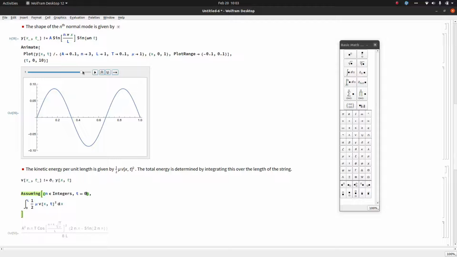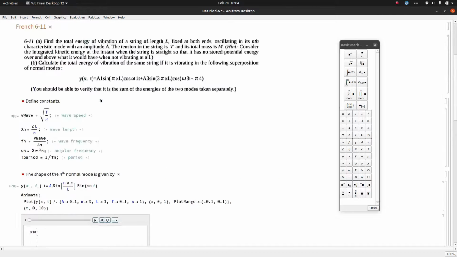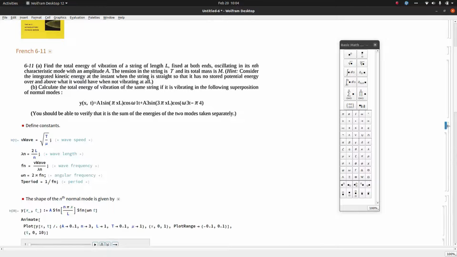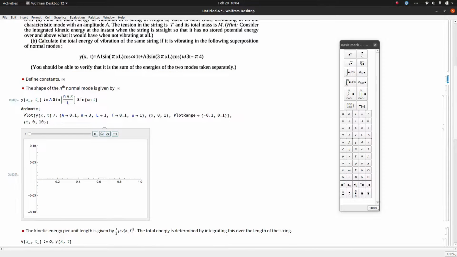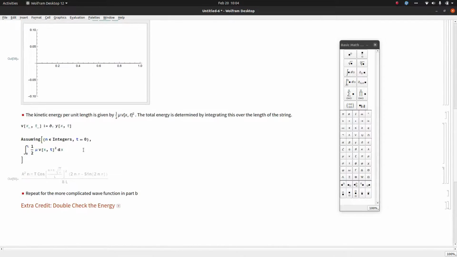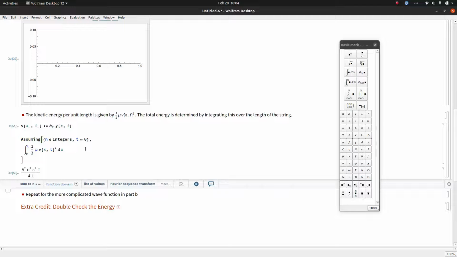Why am I having it assume that time is equal to 0? If we look at time at t equals 0, we can see that our string is not at all stretched. So much like the problem said in our original hint here, we're going to integrate the kinetic energy at the instant where the string is straight. So let's go ahead and do that when the string is straight, which happens at time t equals 0. We'll do that. And you can see we've got a nice simple form for the total energy.